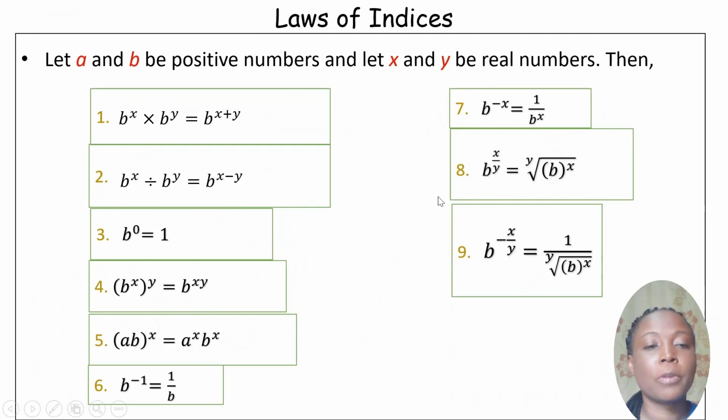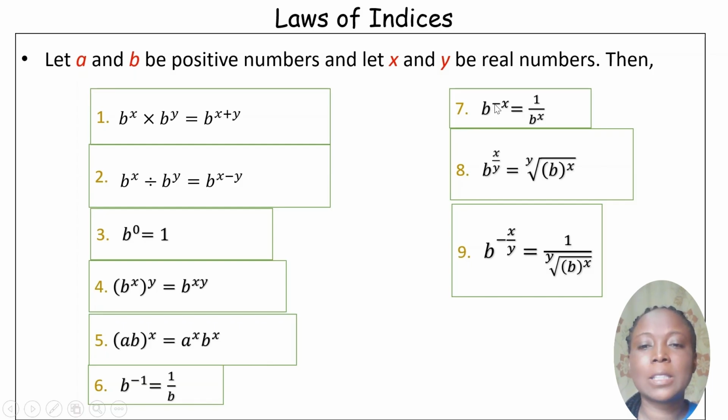Alright, we've gone through all these laws from 1 to 6, and today we'll be looking at 7, 8 and 9. Now, these 7, 8 and 9 are maybe a little bit tougher than the other ones, but if you just listen, I will explain it in a very easy way for you, and then we'll be able to go.